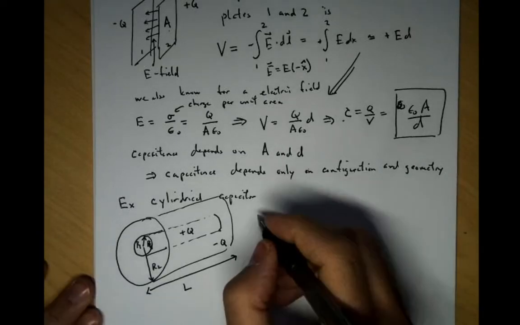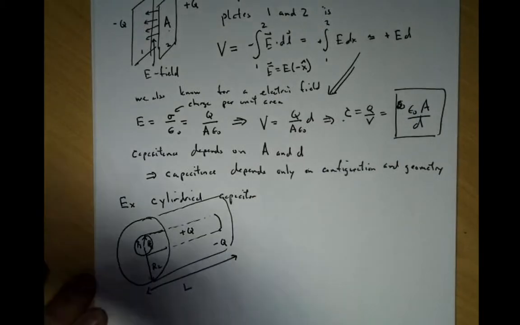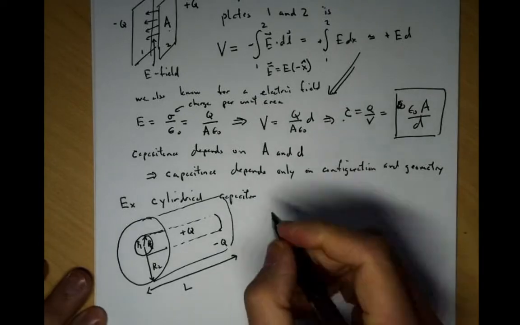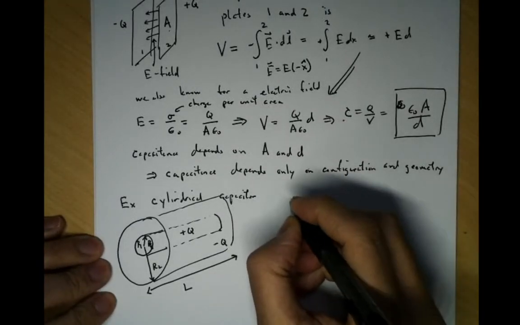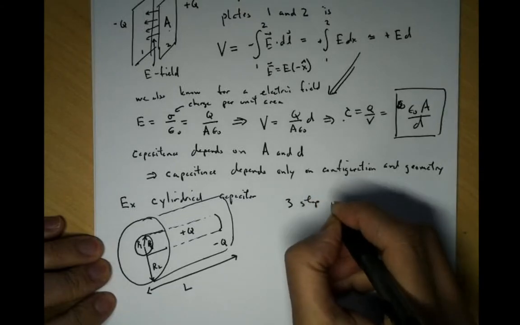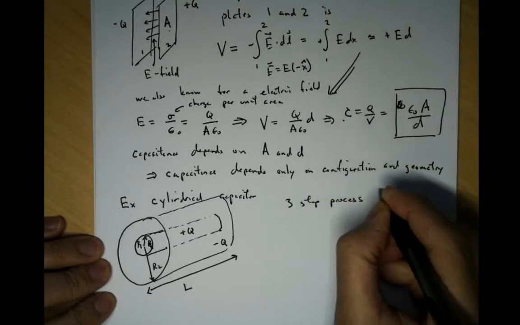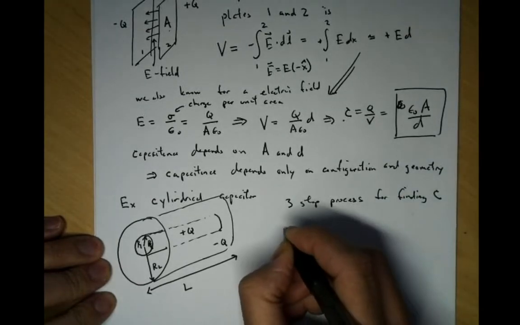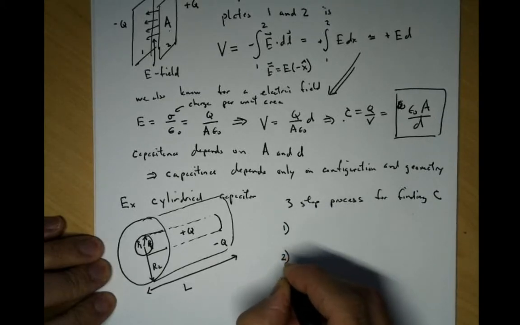Generally speaking, a lot of times you have to figure out what the electric field is, what the potential is, and then figure out what the capacitance is. Sometimes you might know what the potential is a priori, but most of the time you won't, because most of the time they'll involve funny geometries, so you just have to figure out what the electric field has to be first. So there's a three-step process for finding C.